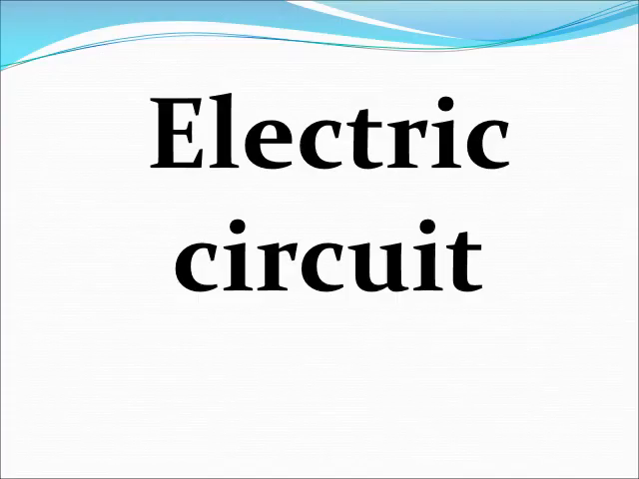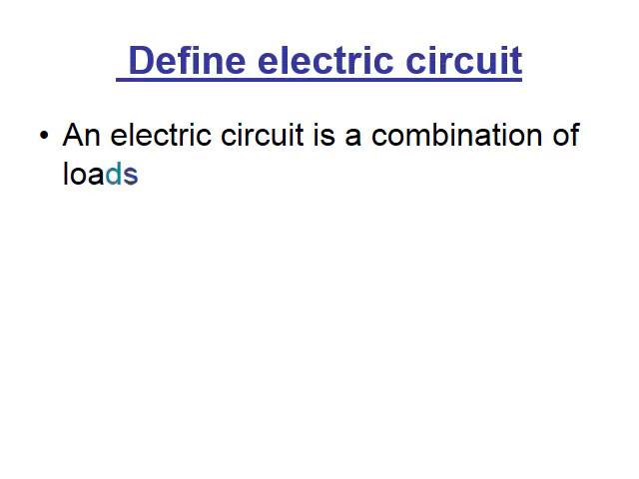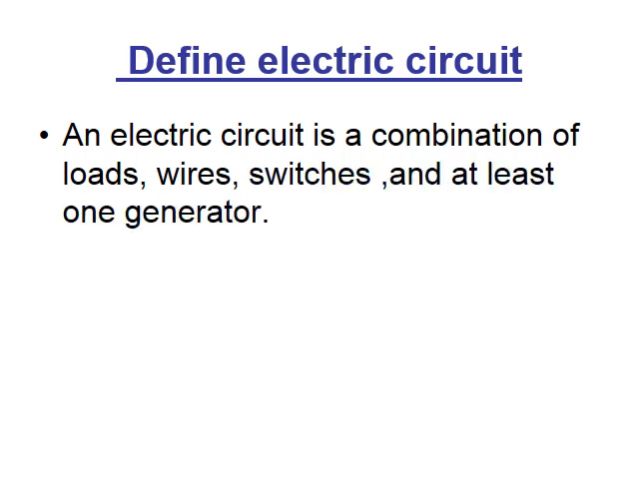Electric circuit. Define an electric circuit. An electric circuit is a combination of loads, wires, switches, and at least one generator.